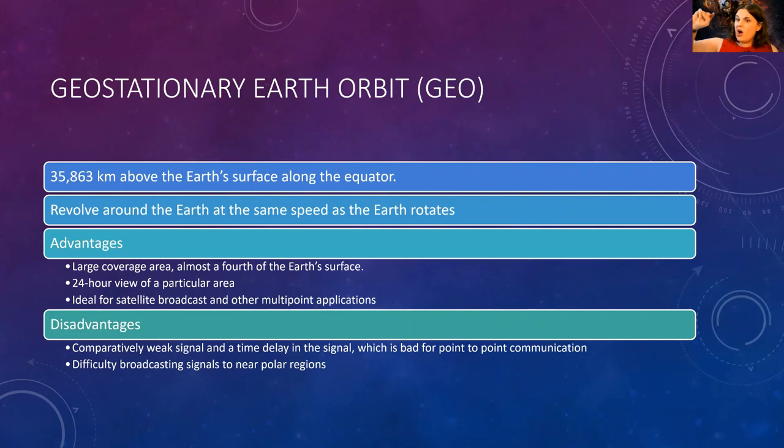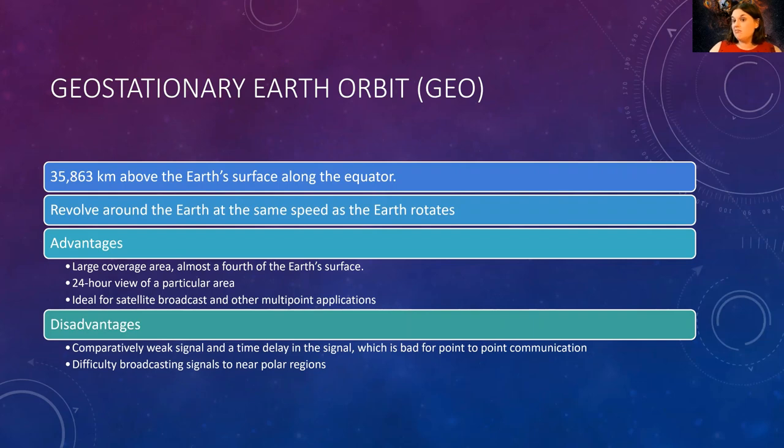Disadvantages are that because it's so high above the Earth, the signal is relatively weak, and there is also a time delay. Now, why is there a time delay? Imagine the little space between my fingers is a little bit of signal, and that little bit has to go beep, beep, beep, several kilometers up above the Earth. Even though it's traveling at a relatively fast speed, it's still a long distance to travel. So there is a bit of delay to travel that many kilometers up and that many kilometers back down. Also, it has difficulty with the near polar regions, because since it's along the equator, once you start getting the curvature towards the poles, it doesn't quite reach.